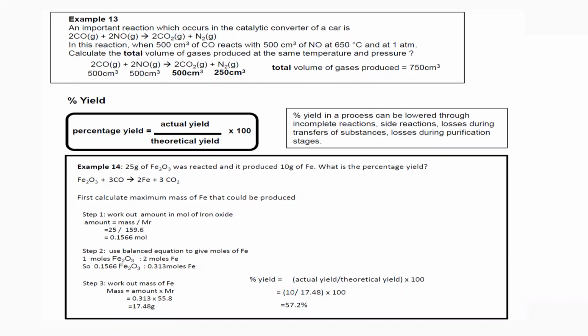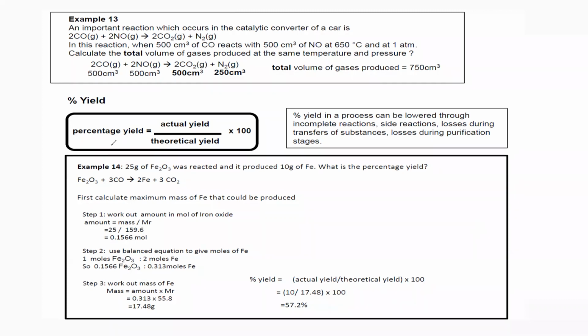In the last session, we discussed the concept of the mole and the calculation of empirical and molecular formulas, as well as working out the concentration in parts per million. Today's topic is about the percentage yield. So, what is a percentage yield?